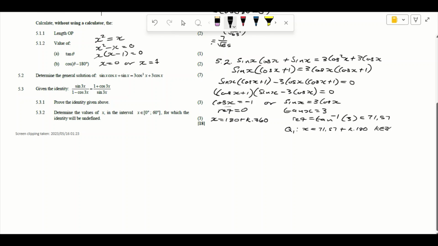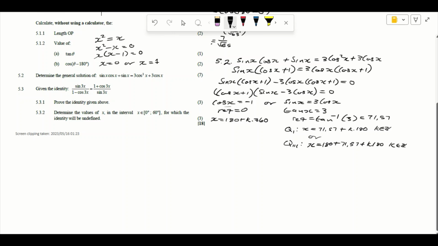And then another one. Tan is positive in quadrant 3, so we need a solution for quadrant 3. But quadrant 3 is 180 plus theta. So now it's going to be 180 plus theta, and the reference angle is 71.57, plus k times 180, k an element of integers.